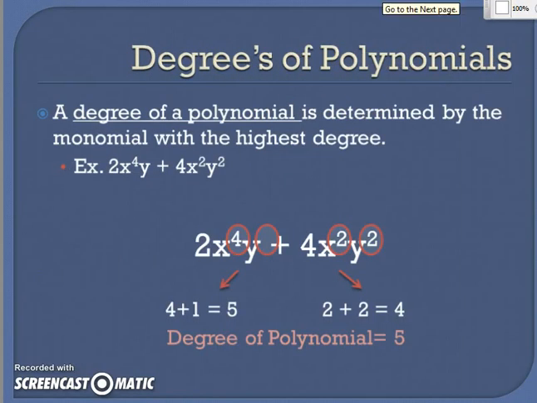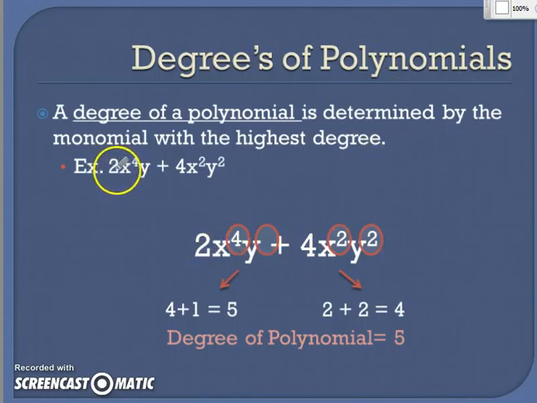Now finding degrees of multiple terms, you're still going to look at each term individually. So you want to find the degree of each separate term, and then the degree for the entire polynomial will be whichever term has the higher degree.